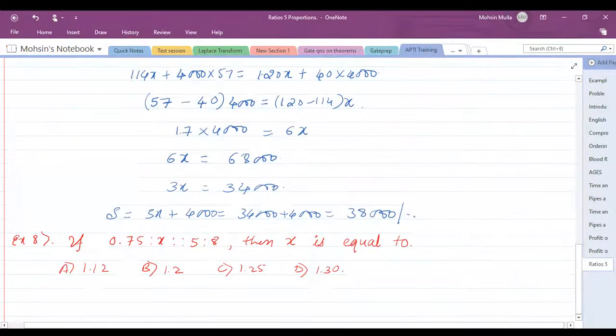So here a proportion is given. Proportion is nothing but equality between two ratios. Using that proportion concept, you can try to obtain the value of x here.